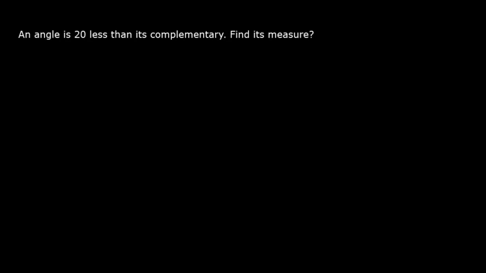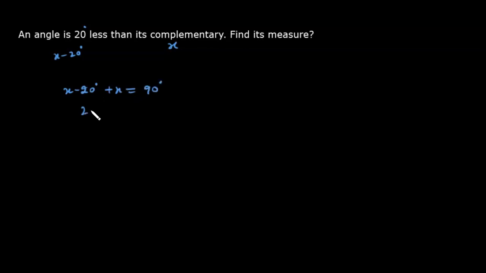Now let's see what kind of word problems we can get. An angle is 20 degrees less than its complementary angle. Find its measure. That means if we take the complementary angle as x, then the angle is x minus 20 degrees, because the angle is 20 degrees less than its complementary angle. Because these are complementary angles, their sum will be 90.